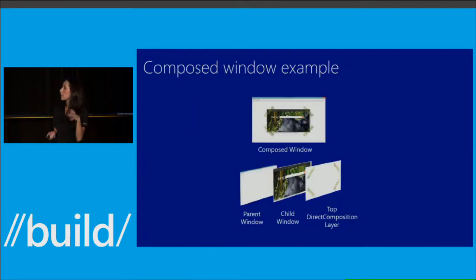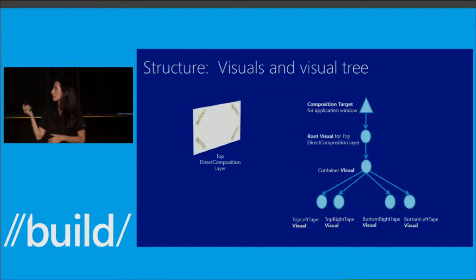So if we take the application that we're building, you see that we have the parent window, then we're going to have the browser as the child window, and then we'll have that top direct composition layer where we're going to add those tapes. So now let's take just that direct composition layer, and let's talk about visuals and visual trees. So that's what we use to describe those entities that you're going to add to the composition scene. So your direct composition visual tree starts with a root visual, and the root visual is what's going to be attached to that composition target.